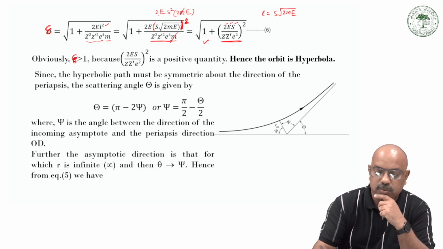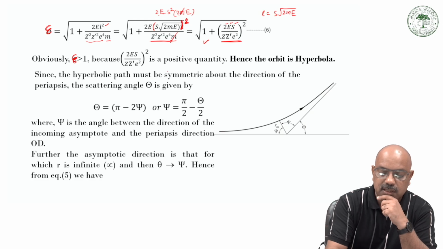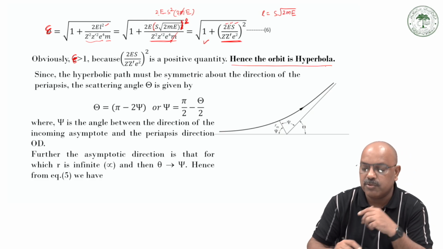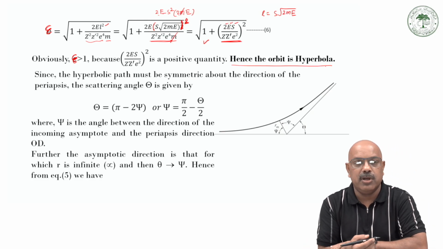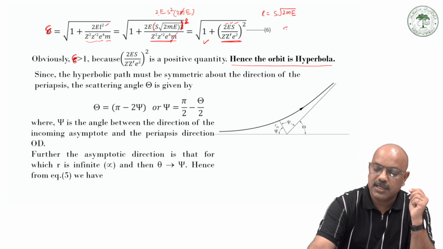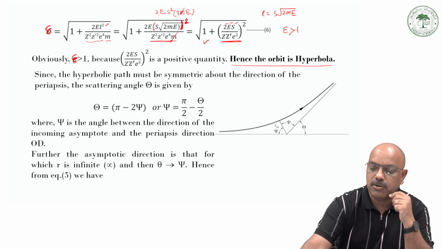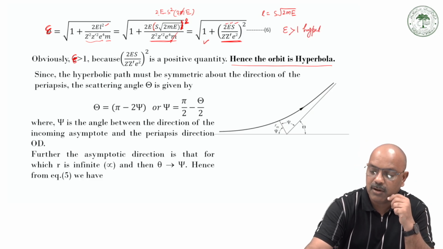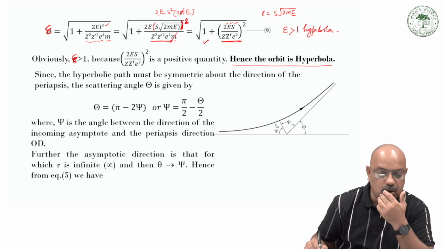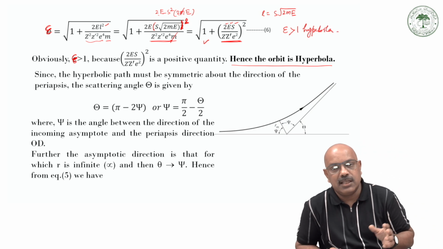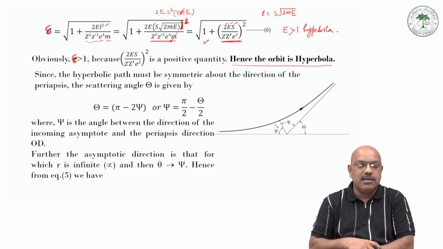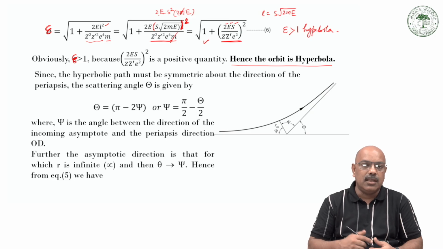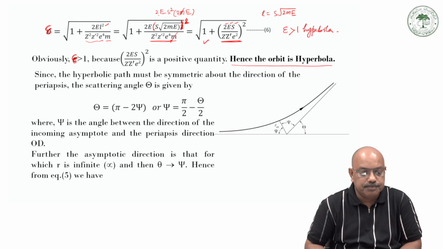So this is always greater than 1. That proposes that this orbit is going to be a hyperbola, because if the eccentricity is greater than 1, the orbit is a hyperbola. We already know this. So one thing is definite: in this scattering the eccentricity is greater than 1, so it's going to be a hyperbola.